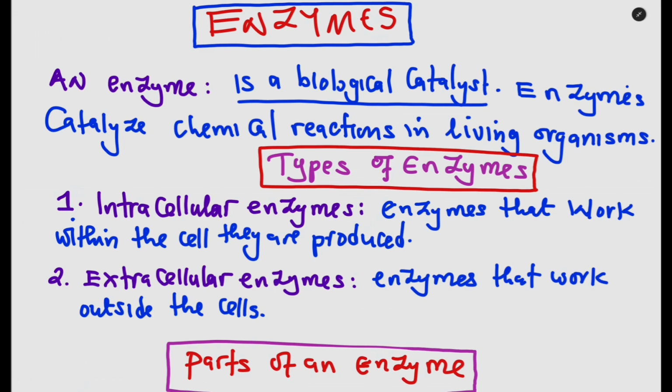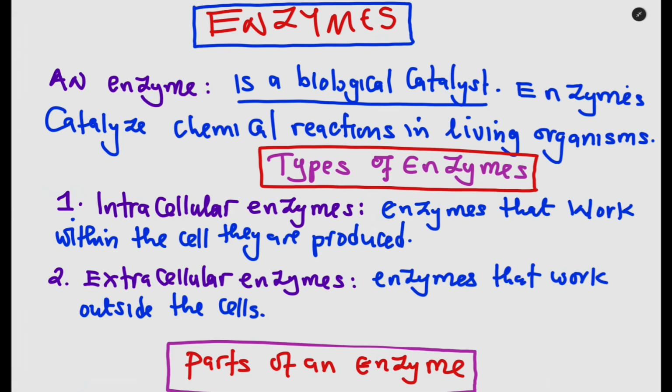A catalyst is just a chemical substance that speeds up the rate of chemical reactions without itself being changed. That is how we define a catalyst. That's a chemical substance that speeds up the rate of chemical reaction without itself being changed at the end of the reaction. So this means that a biological catalyst, or an enzyme rather, speeds up the rate of chemical reactions that occur in the cells.